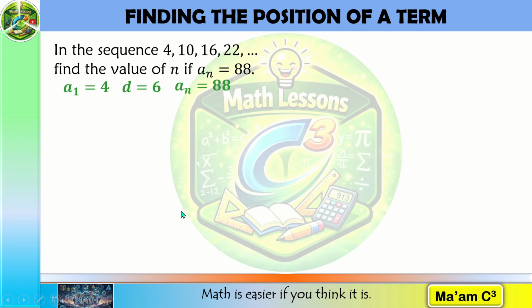Let's recall again our formula. A sub n equals a sub 1 plus the quantity n minus 1 times D. We already have the a sub n, that's 88.